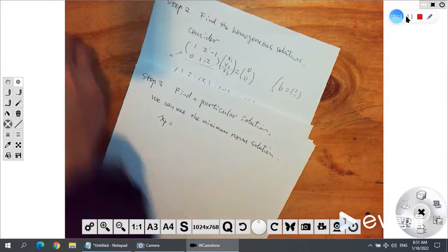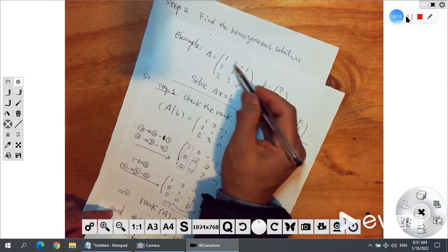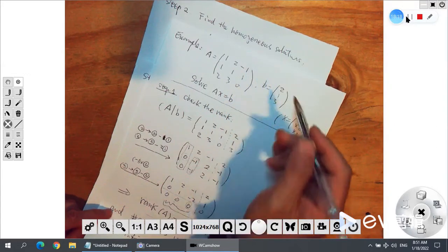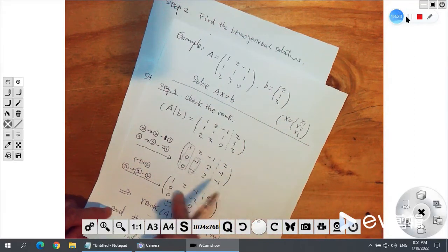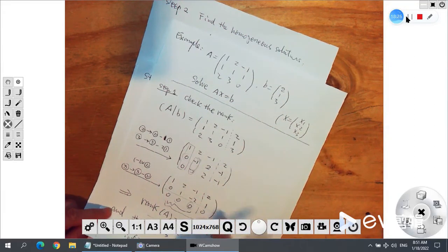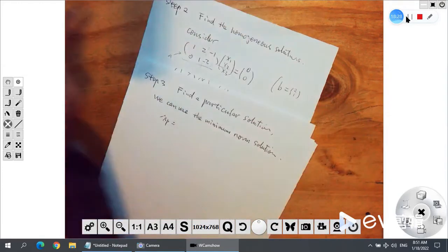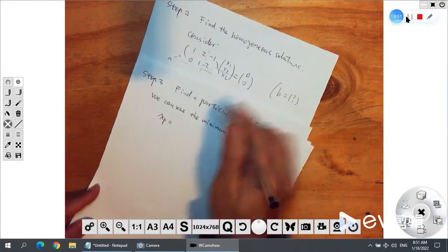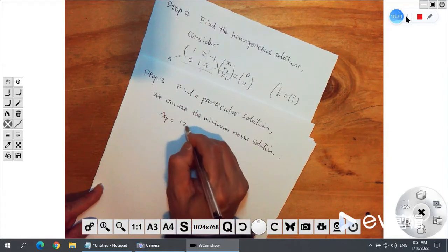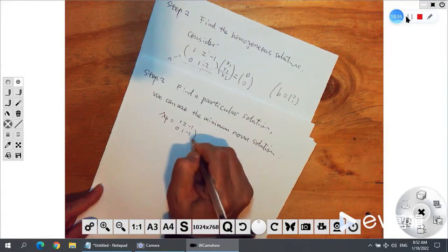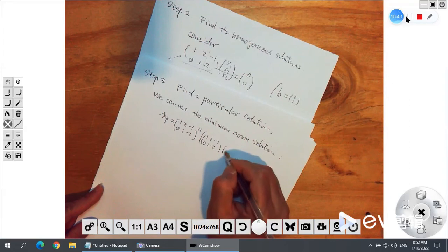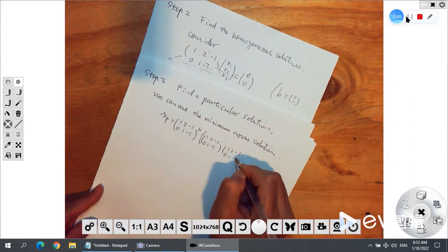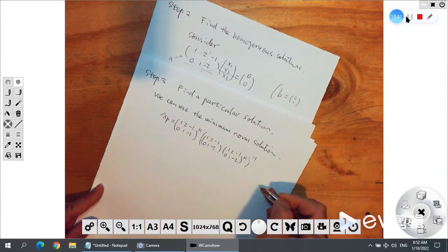You can also use the original one. You need to pick two lines according to the rank, right? Rank is 2, so you need to pick two lines. But now you just use these two lines. That will be fine. So now A^H is 1, 2, negative 1, 0, 1, negative 2. A^H times A, and A^H A inverse times B.